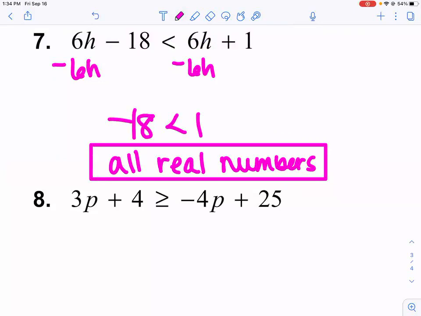Let's try 2. 6 times 2 minus 18 is less than 6 times 2 plus 1. We could go at this all day. It's always going to be true.